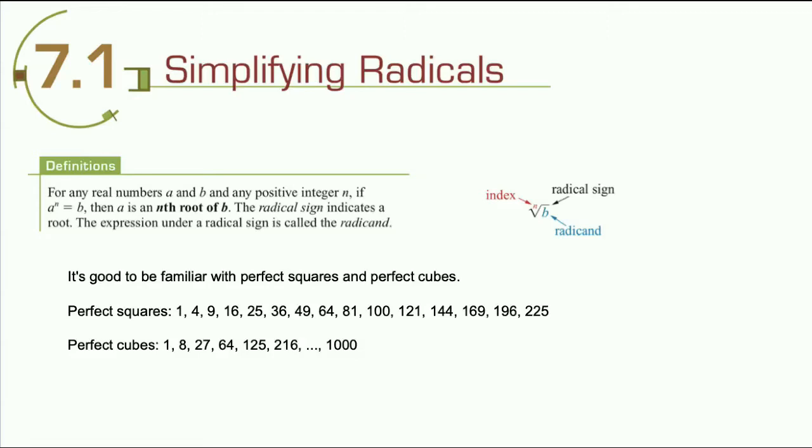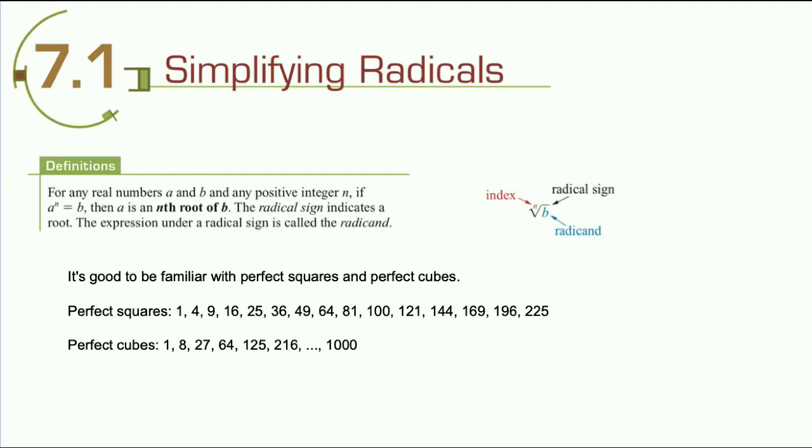As we start chapter 7, which is about radical expressions and radical equations and radical functions, we first just start off by simplifying radicals. We'll be looking at different ways we can write radicals. We'll be working with operations, adding, subtracting, multiplying, and dividing, and then we'll get into solving equations and graphing functions. So here we are at the very beginning with simplifying radicals.